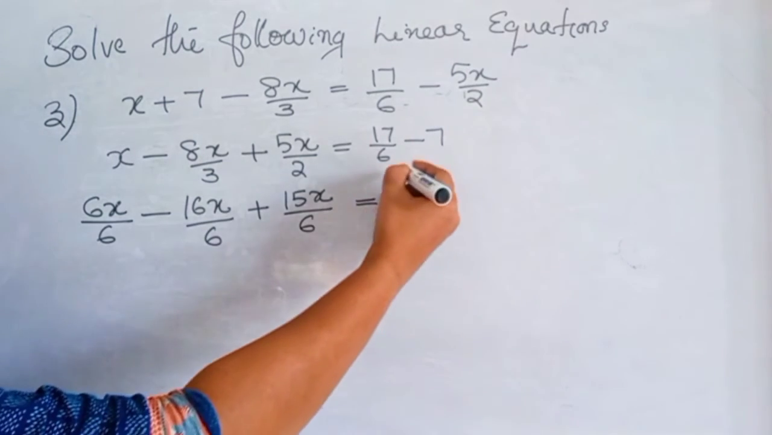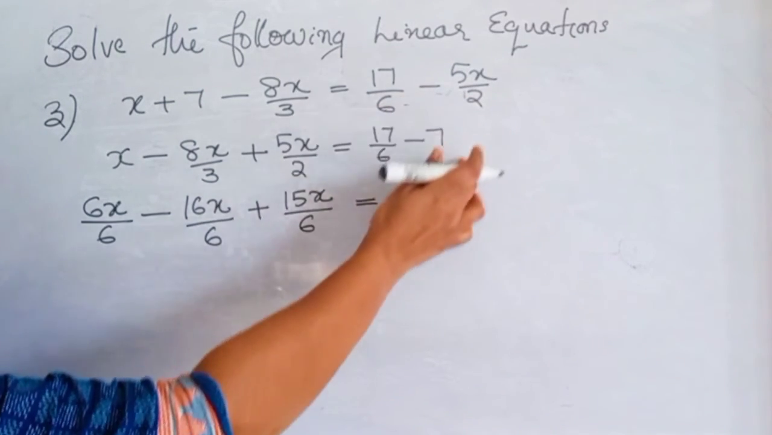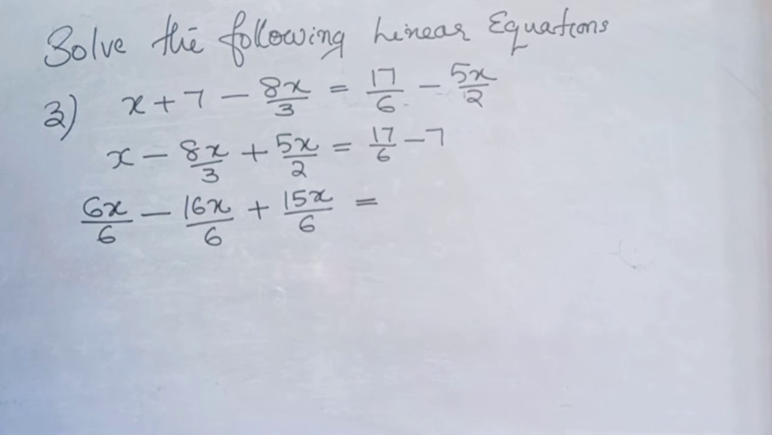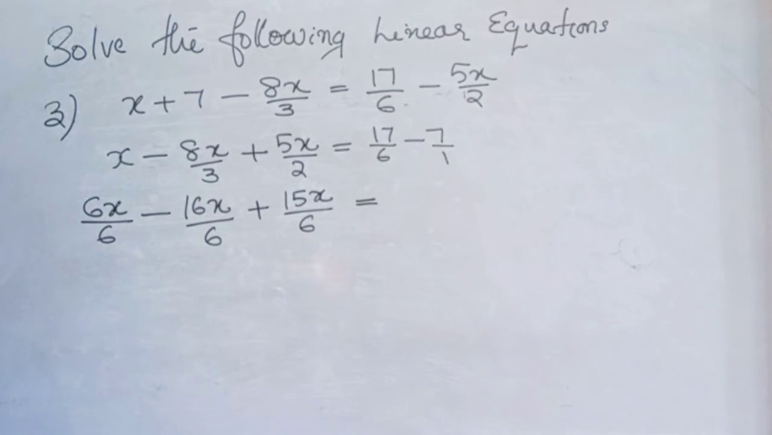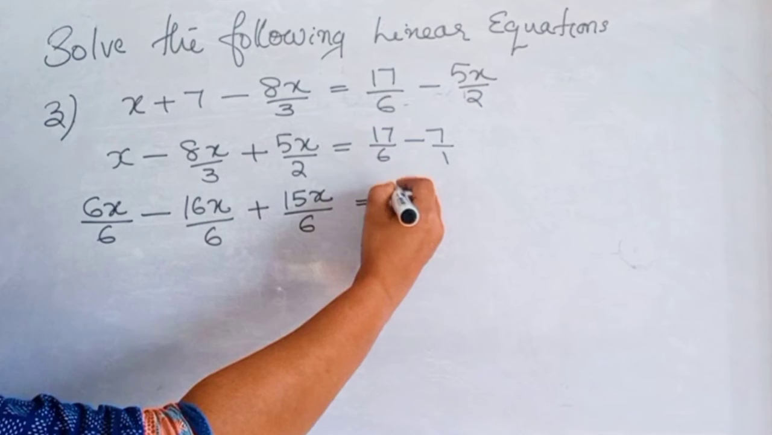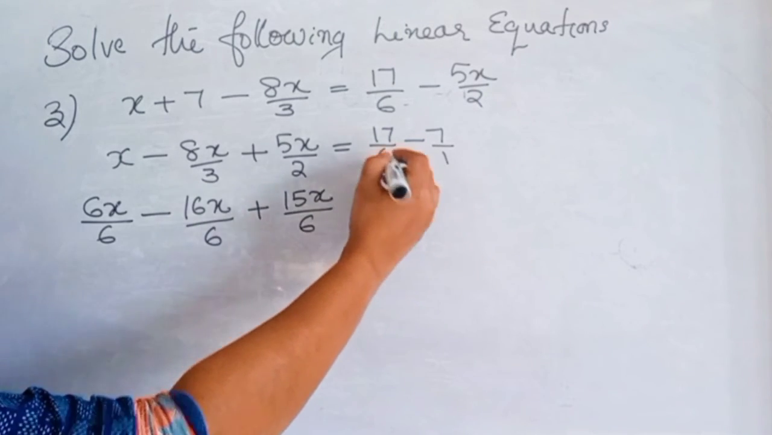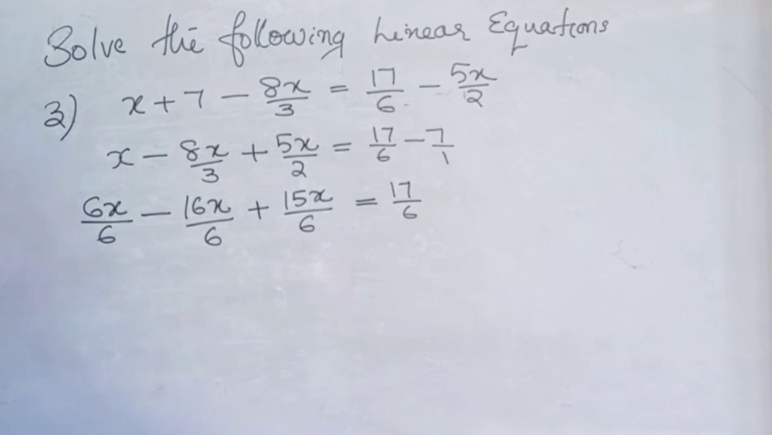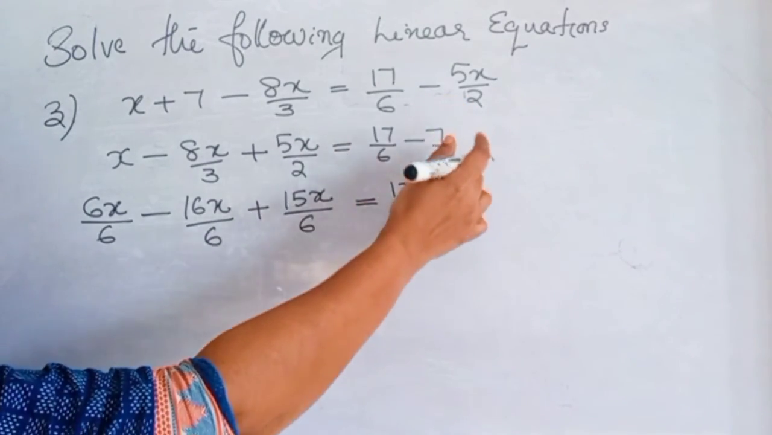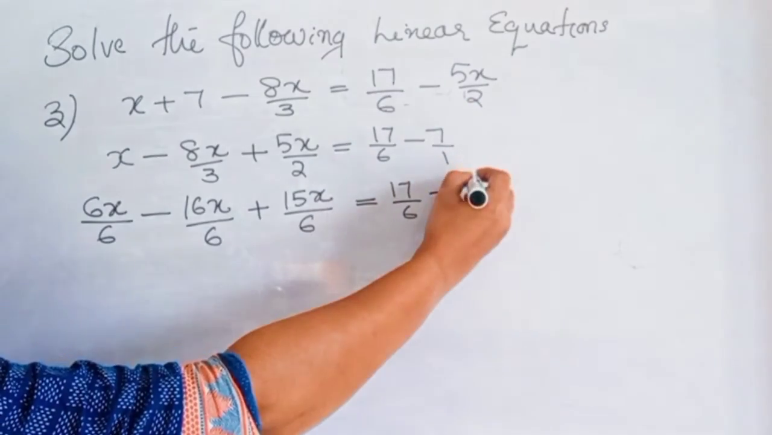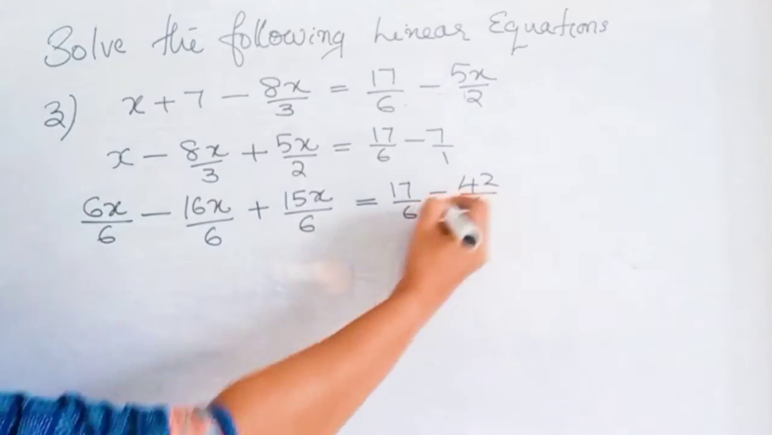So it becomes 5 3s are 15, 15x by 6 equal to, and look here, here it is 17 by 6 minus 7. So here also the LCM is 6, because 7 we need to consider as 7 by 1, so it becomes 6 into 1. 6 is the LCM. So here already 6 is there as the denominator, no need to change. But 7 we need to change. We need to multiply the numerator and denominator by 6. 7 6s are 42 by 6.